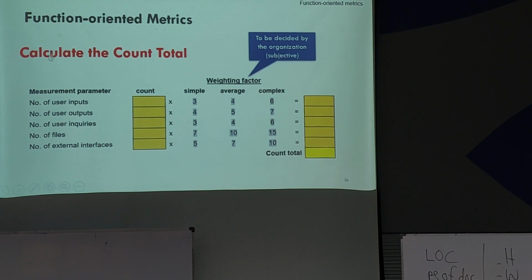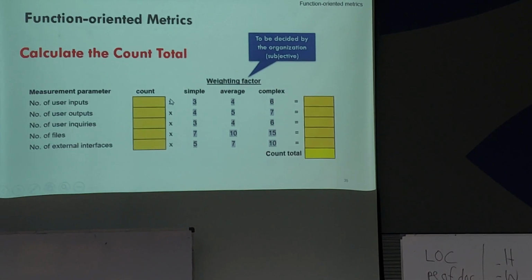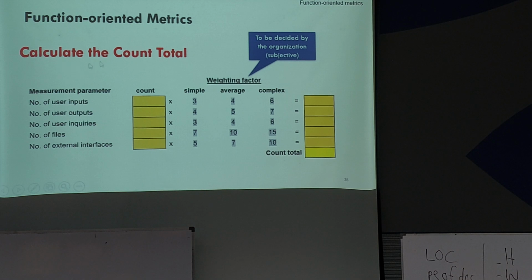Okay, so calculate count total. Count total is here. First, you need to count the number of user inputs. Look at the whole screen: count the number of input fields, the number of clickable buttons, the number of clickable links. Whatever can be input, you count.